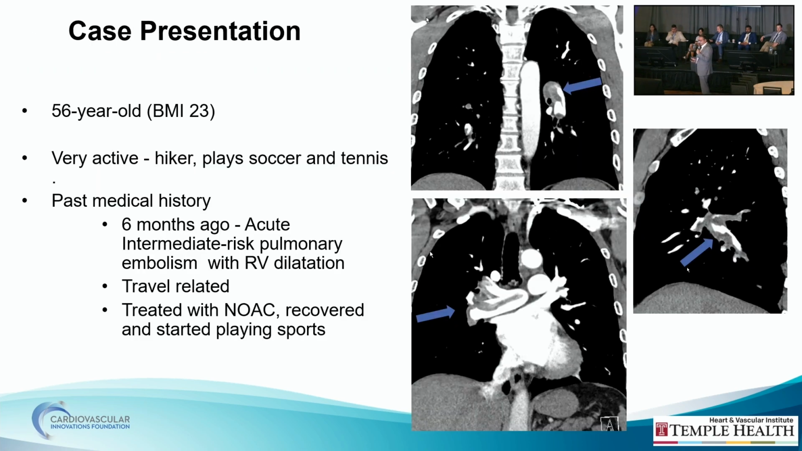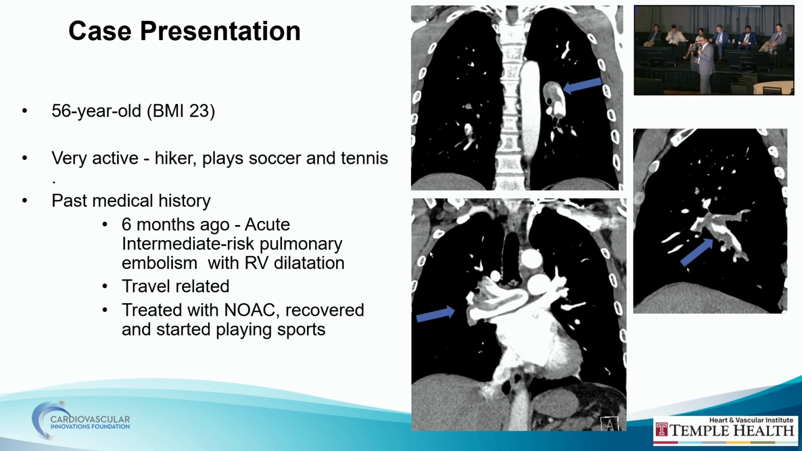It's a 56-year-old gentleman, very active, plays soccer, tennis, hikes all the time. Six months ago, during his travels, he developed an acute intermediate risk pulmonary embolism. He was treated with a NOAC. He recovered very well within a month or so.